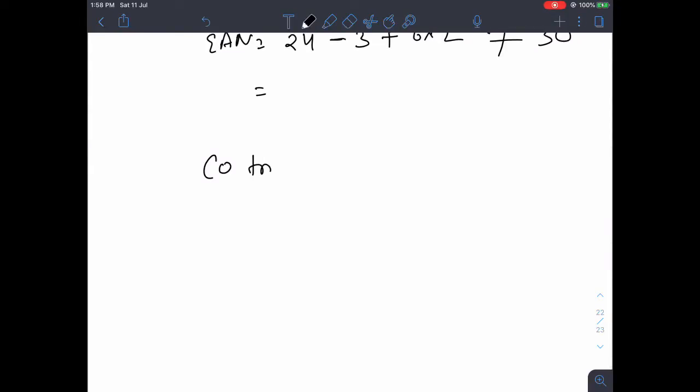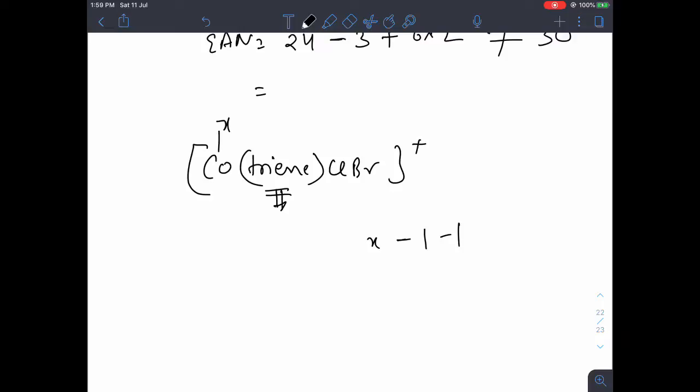Cobalt, triene and ClBr. The whole complex has a charge of +1. So, triene is a neutral ligand. So what will we get? The charge on the cobalt, let us assume x minus 1 is equal to +1. So the overall oxidation state will be +3.